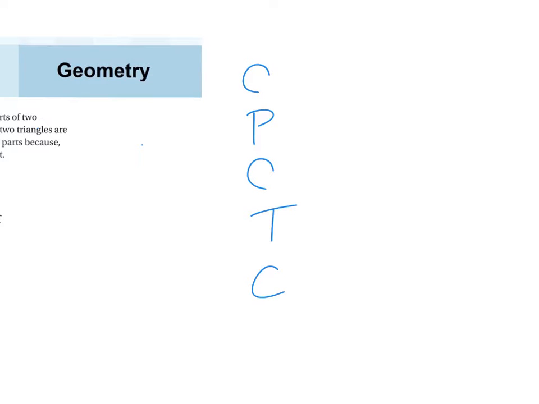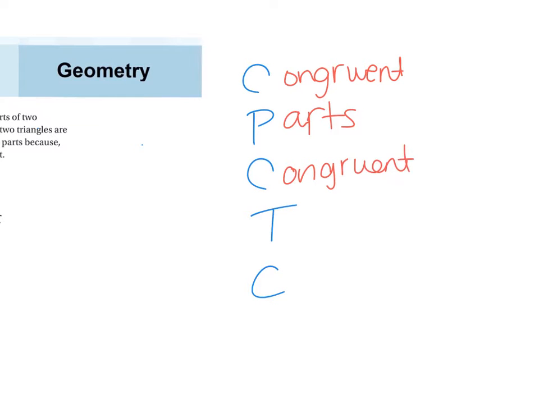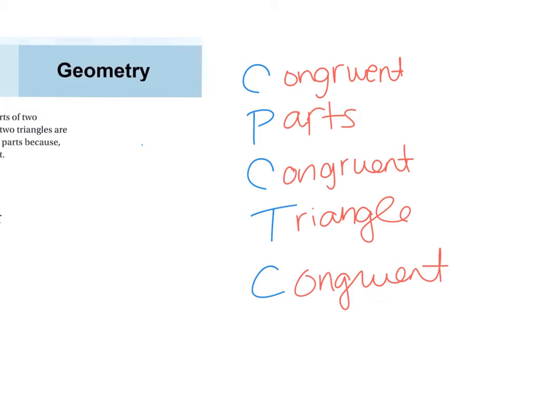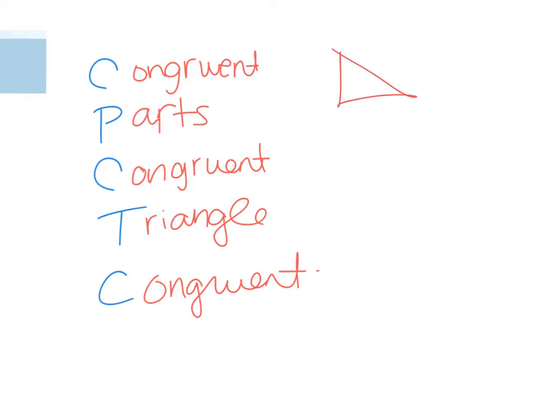CPCTC, which stands for congruent parts of congruent triangles are congruent. Yes, I said that. Congruent parts of congruent triangles are congruent. So that means if you prove that two triangles, look how beautiful those triangles are, are congruent, then I can say, okay, you already proved those are congruent. Now prove that this is congruent to this. So it's just one extra step.